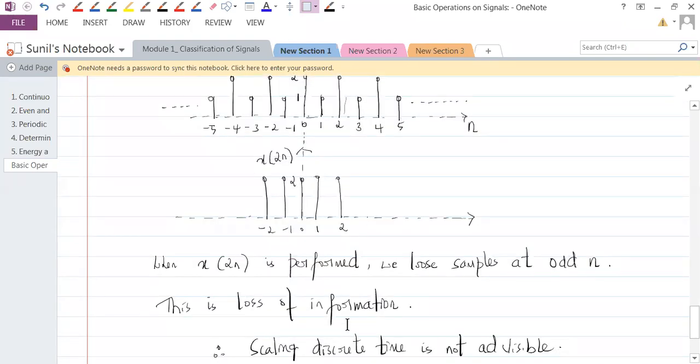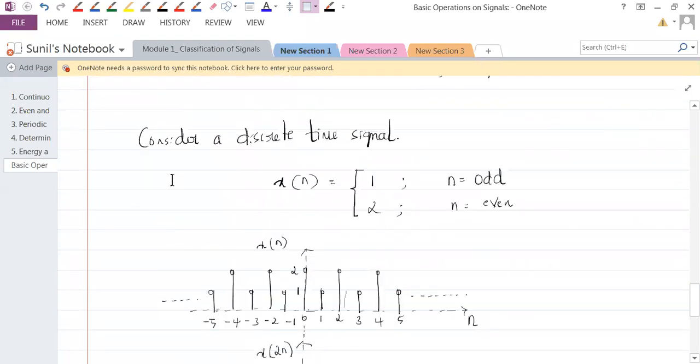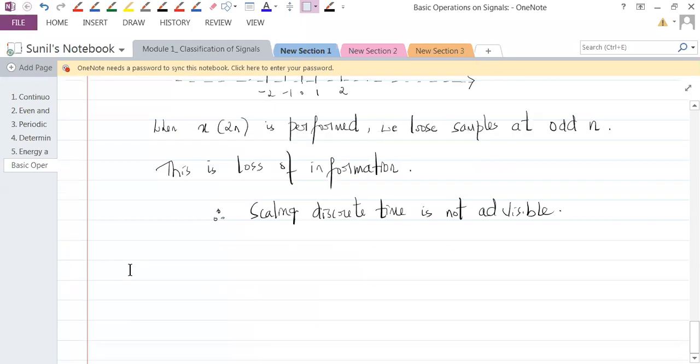Okay, so let's go with the second operation after time scaling. Everybody just take down. The second operation is time shifting.